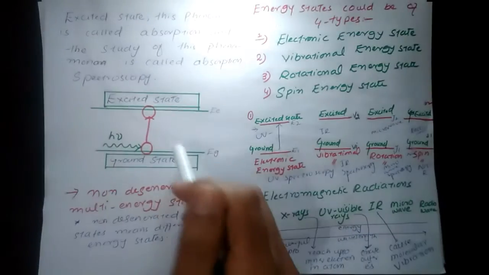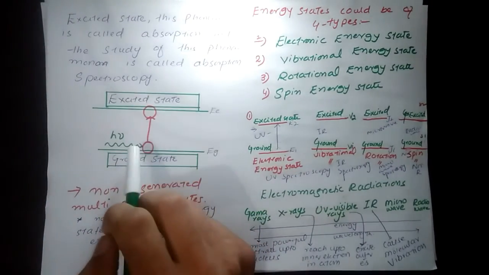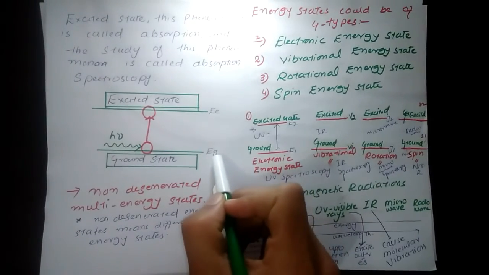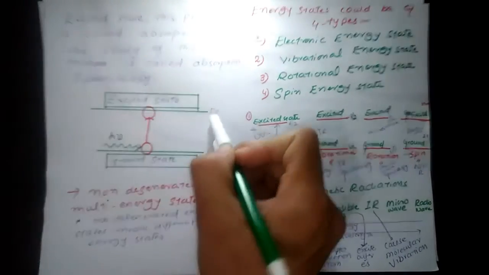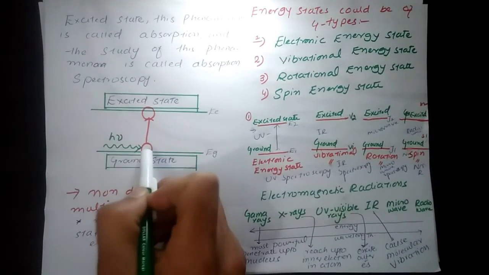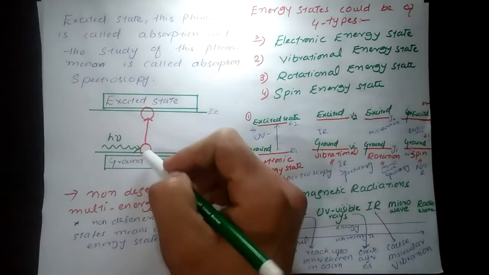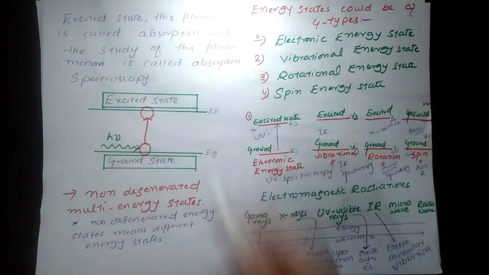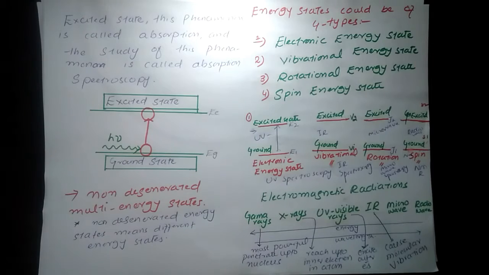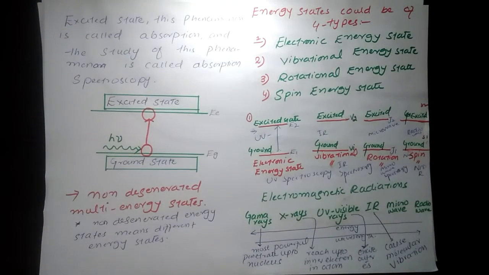For example, you can see in this diagram, here we have the ground state, while this is the excited state and this is the electron. The ground state is represented by Eg, or you can say E1, and the excited state by E2, right? So when electromagnetic radiation falls on this electron, it absorbs the radiation and jumps from the ground state to the excited state, right? So this is called absorption spectroscopy.